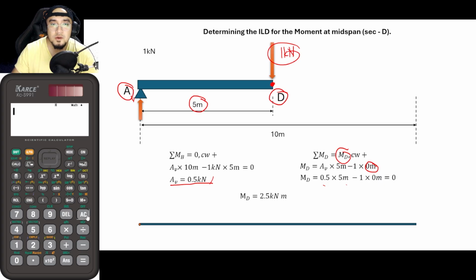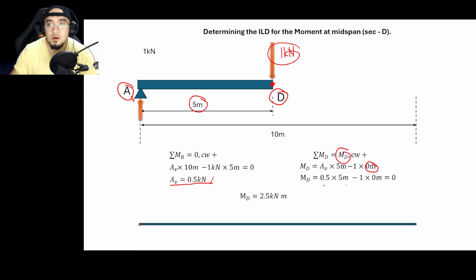So again, in order for us to graph that particular result, if the location of the load is here, meaning the moment at this point is 2.5. So this is 2.5. From that, this is now the next point. If this is 2.5 kilonewton meter, this is now the next point.